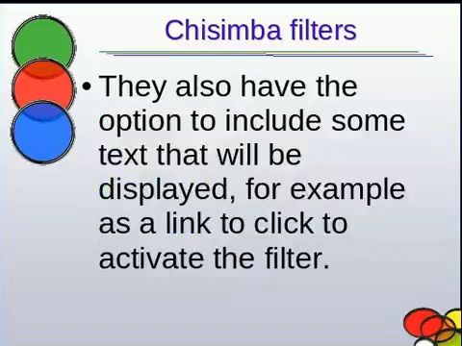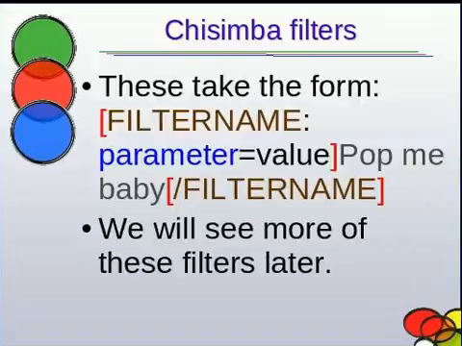Chisimba filters also have the option to include some text that will be displayed, for example, as a link to click to activate the filter. They take the form filter name, parameter equals value, and then some text, pop me baby, and then slash filter name. Of course, pop me baby isn't what you would probably put in there. We'll see more about these filters when we get into some practical examples.